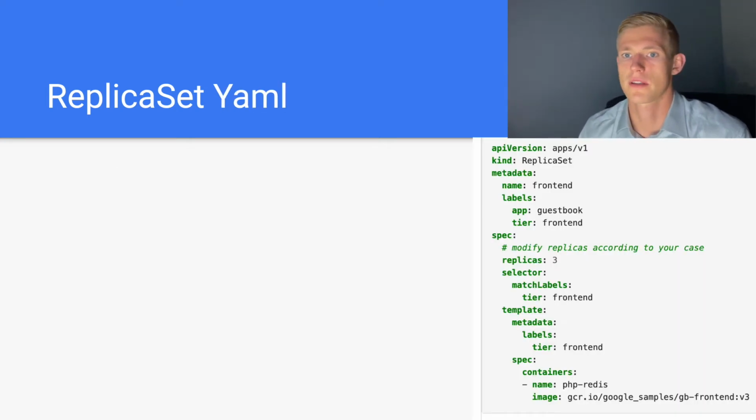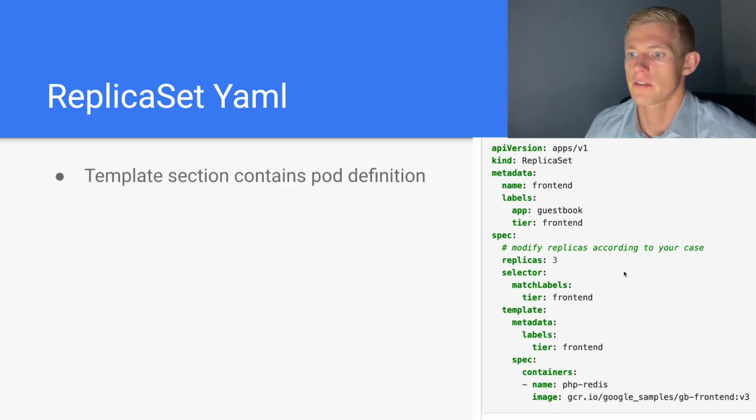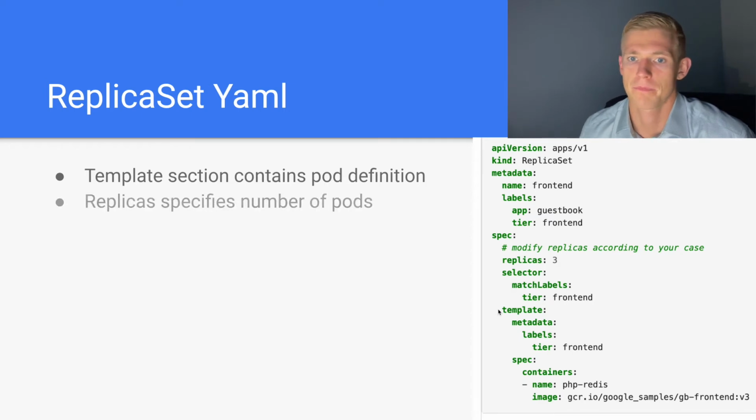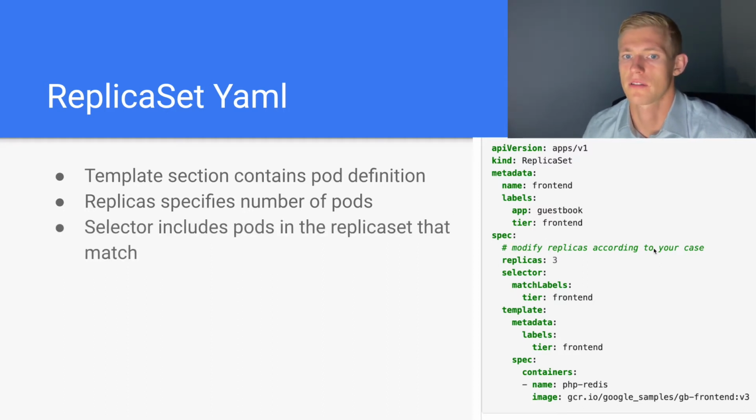So what does the replica set YAML look like? First of all, let's look at the bottom section. Everything under template, including spec, is a pod definition. The replicas determines how many of those pods we're going to deploy. The selector includes pods in the replica set that match. So in this case, we have a condition to match the labels tier front end, so it's just a single label in this case. But if we look down at the template, we see that we have a label tier front end. That is how we connect the pod with the replica set.